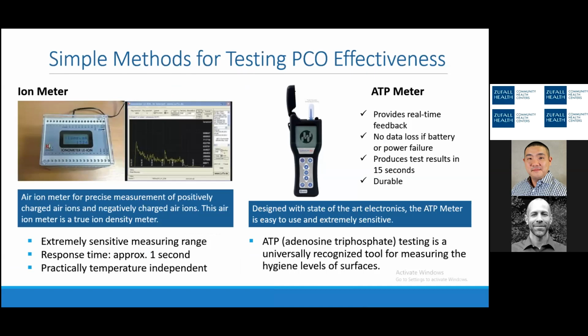Just real quick, I want to spend maybe a minute talking about some of the ways that you can test the effectiveness of PCO technology. There are ion meters available that can help you gauge the coverage of the PCO units. If you go into an area where the air circulation is limited, you can use an ion meter to verify that the air cleansing molecules are reaching that area. There are also ATP meters, which measure hygiene levels on surfaces. They give readouts in about 15 seconds, so you can measure multiple surfaces both before and after and get a comparison of how effective this technology is.